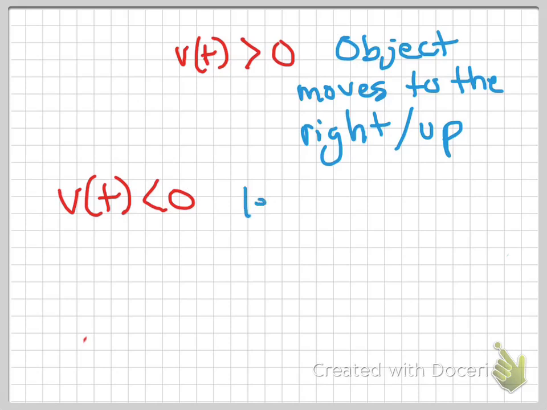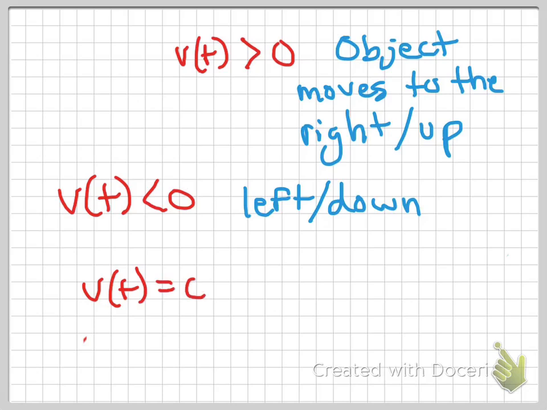So the object moves to the left or it moves down. And then there's one more scenario that could possibly happen. We could have velocity equal to 0. And if that's the case, the object's not moving left, it's not moving right, it's not going up, it's not going down, it's stationary for that moment in time. So this is when the object's not moving at all. It's a stationary object. So no movement. And these are the 3 different velocity situations that we can have.